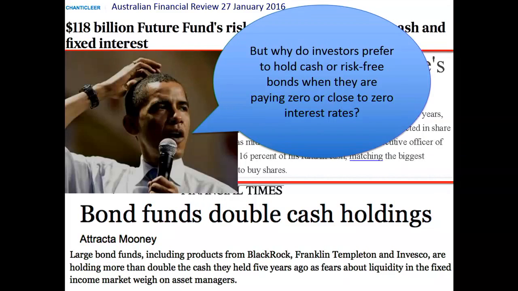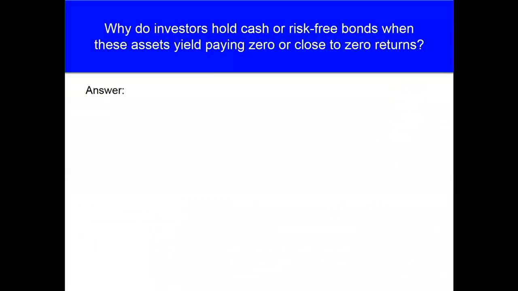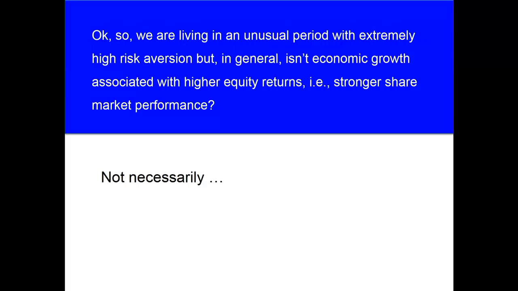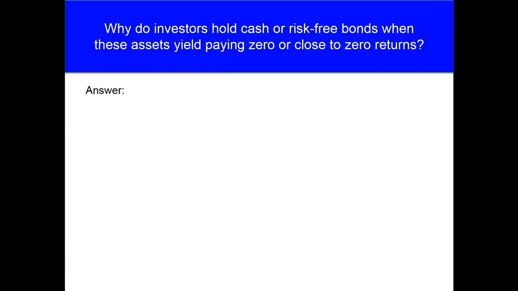So why investors prefer to hold cash or risk-free bonds when they're paying zero or close to zero interest rates is because of two reasons. Opportunity cost is close to zero, and secondly, there aren't other attractive investments around. So they must be really terrified or concerned about the future. So the answer is people are concerned about the future.